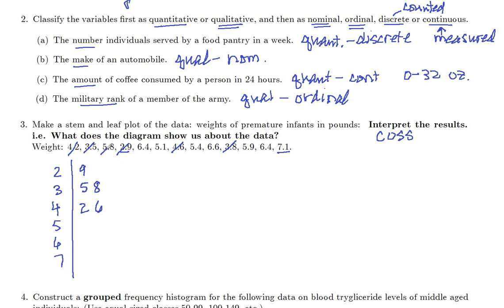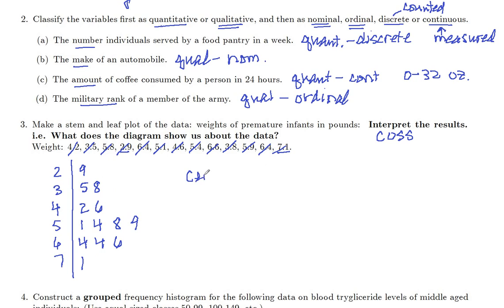The 5s, we've got 5.8, 5.1, 5.4, and 5.9. So we had 1, 4, 8, and 9. In the 6-pound range, we've got a 6.4, 6.6, 6.4. So 4, 4, 6, 2 6.4s and a 6.6. And then the 7, we just have the 7.1. So there's our stem and leaf plot.